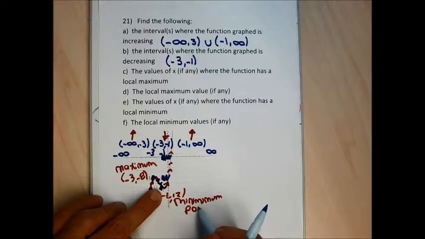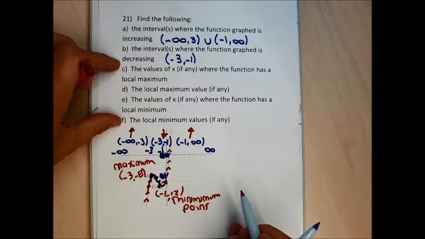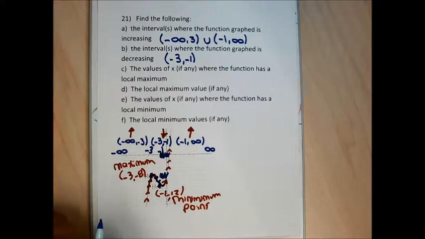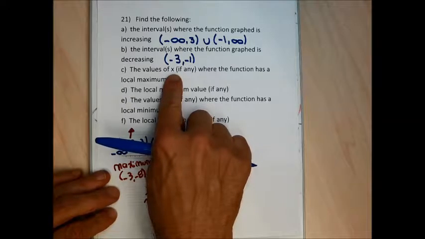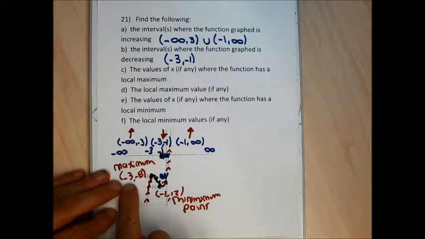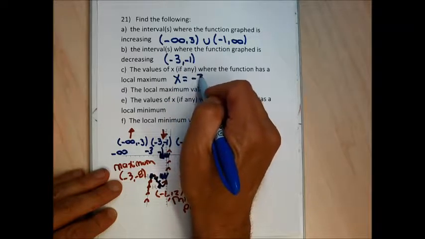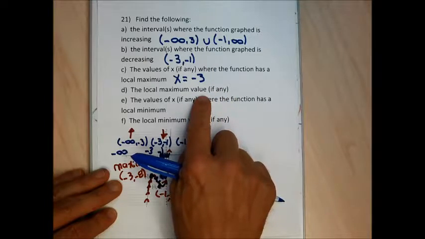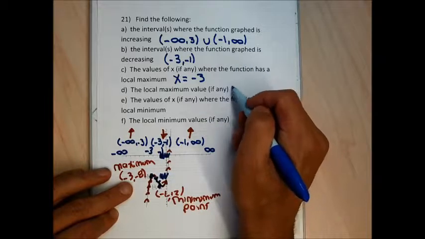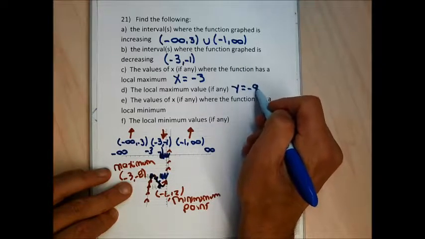And when I go to answer the questions C, D, E, and F, C wants me to find the values of x where the function has a local maximum. That point (-3, -8) is a local maximum point. The value of x there is x equal to -3. Part D wants the local maximum value. That's the y-coordinate of the maximum point. I'm going to write y equal to -8.